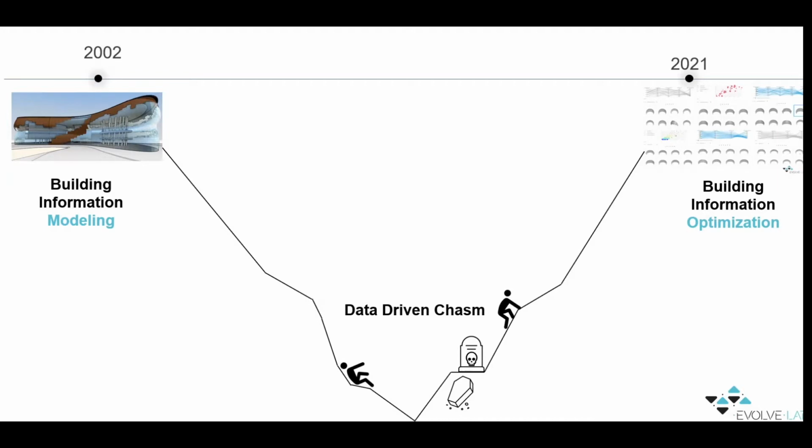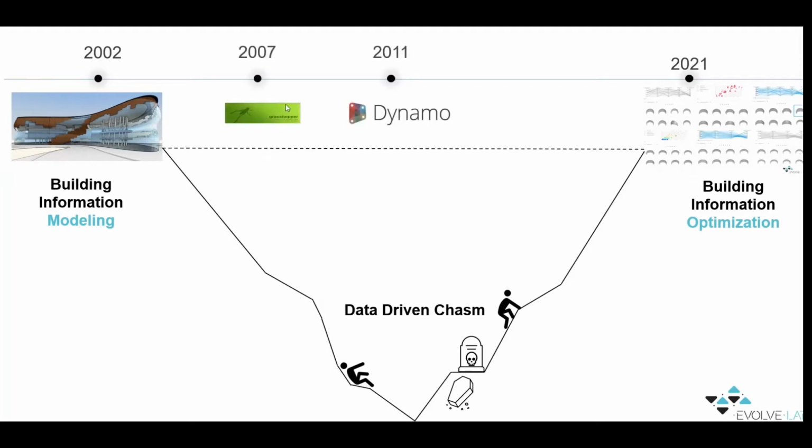And so in here we have what I call the data-driven chasm. And what we want to do is we want to try to create this bridge from building information modeling to building information optimization and overcoming the chasm. And so with that, in the advent of Grasshopper and Dynamo, some of these scripting tools have allowed us to cross that chasm and create a bridge to building information optimization. And ultimately, where we're going next is generative design.